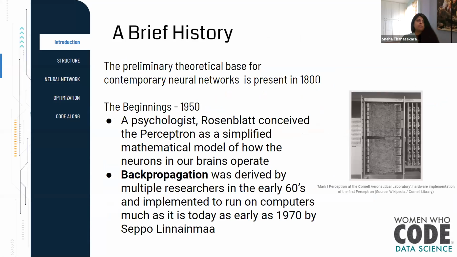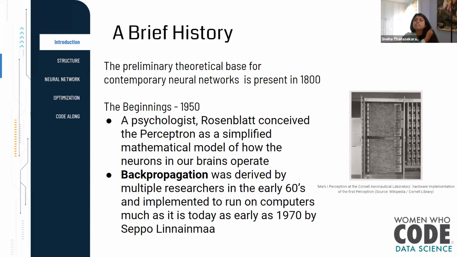Cool. Now, before we dive deep into the structure of the neural network, let's look at the history of neural networks. So the preliminary theoretical base for neural networks is present in the 1800s, but it is not until 1950 that a physical neuron or node or perceptron was built. Rosenblatt is the scientist who implemented the idea of the perceptron in custom hardware and showed that it could be used to learn to classify simple shapes. And thus, this part of machine learning was born.